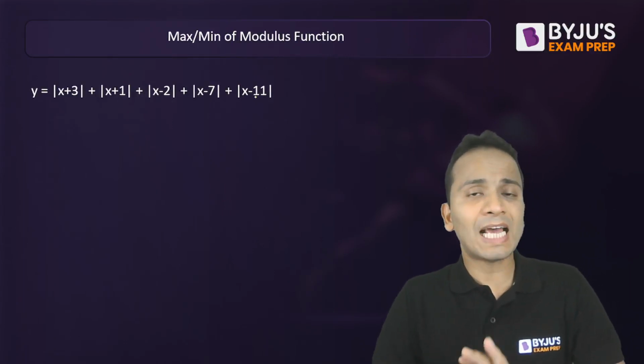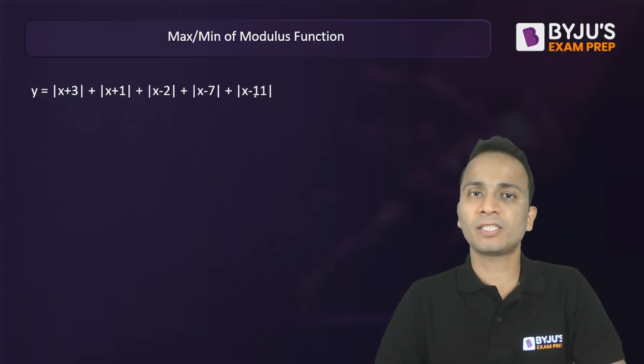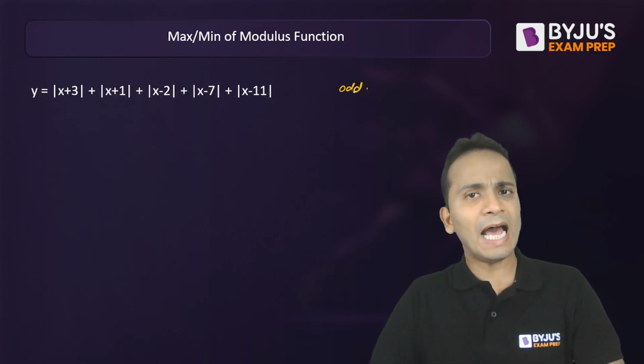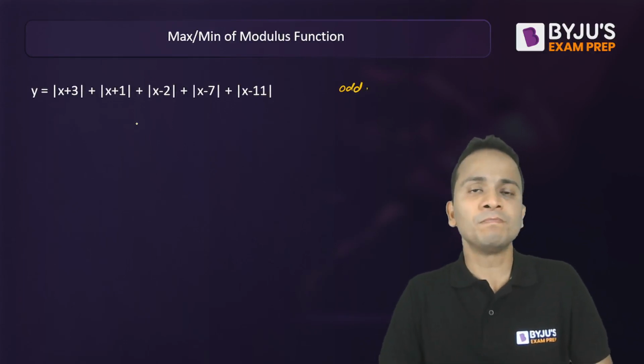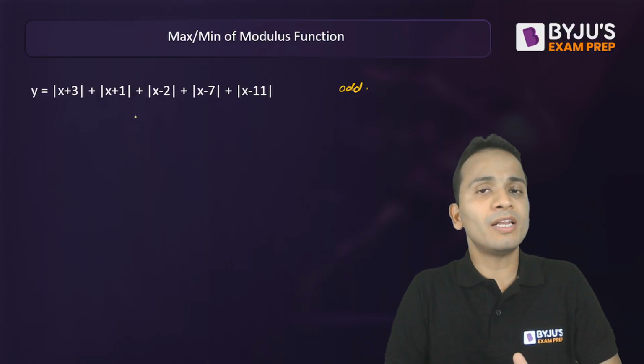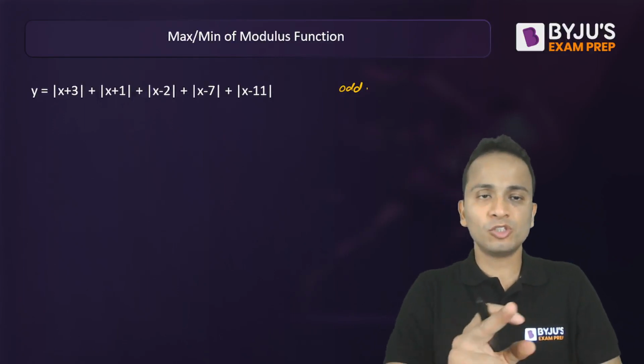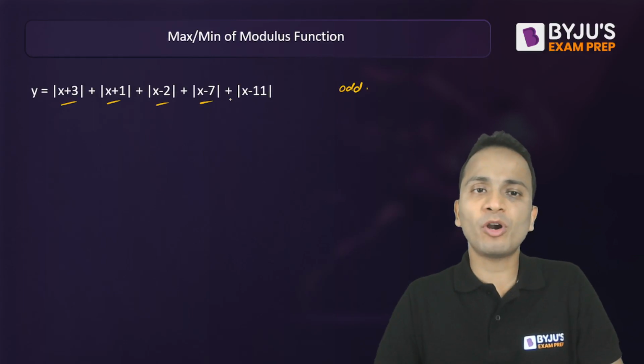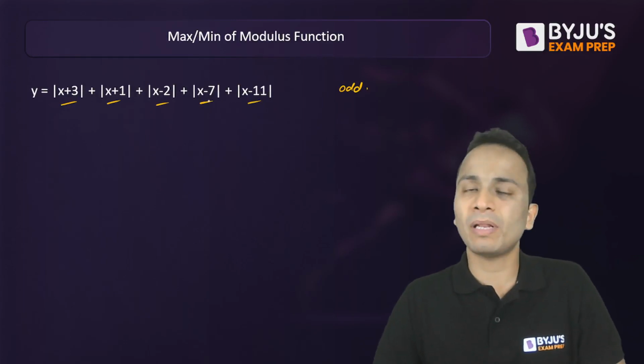Now this type of questions can be divided in two parts. Part number one, here the number of moduluses is odd. And then in second part we'll look at another example wherein the number of modulus signs will be even. So let's have a look at this one first of all. Now here you can see 5 modulus expressions separated by plus signs.